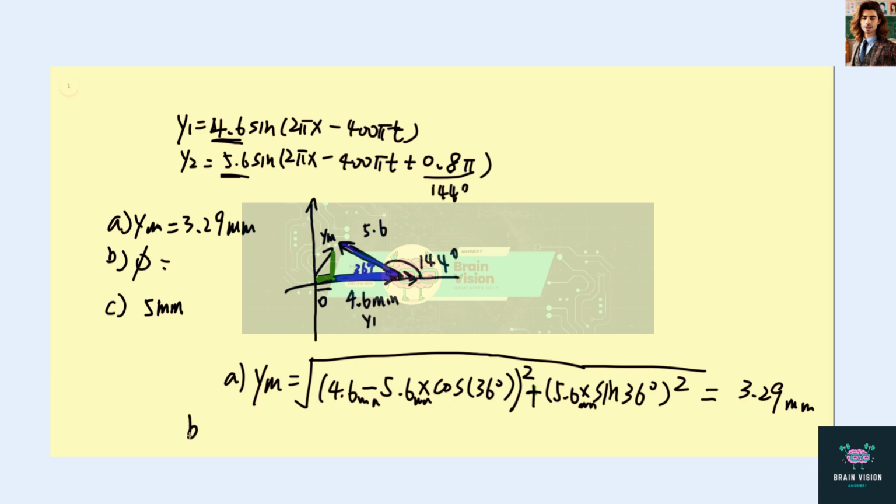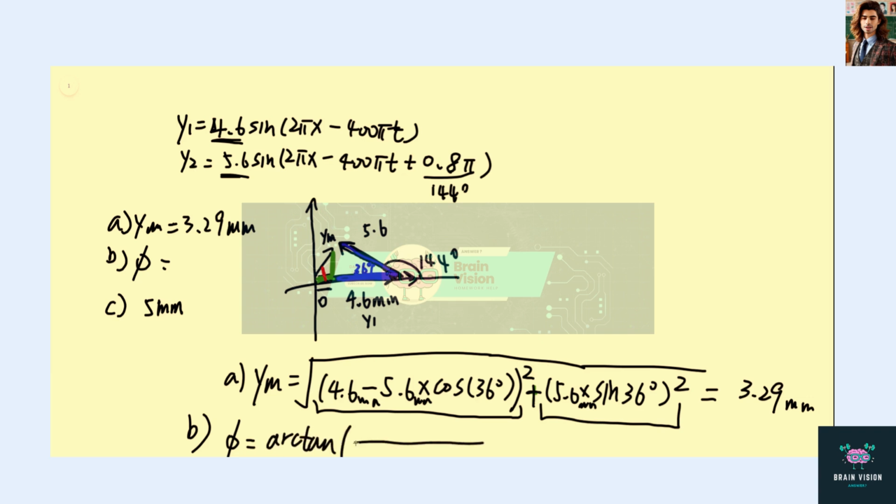That's part A. For part B, we're looking for this angle. So in order to do that, we need to do an arctangent. So phi is arctangent of 5.6 times sine 36 degrees over 4.6 minus 5.6 times cosine 36 degrees. The result is that the angle is around 88.8 degrees.